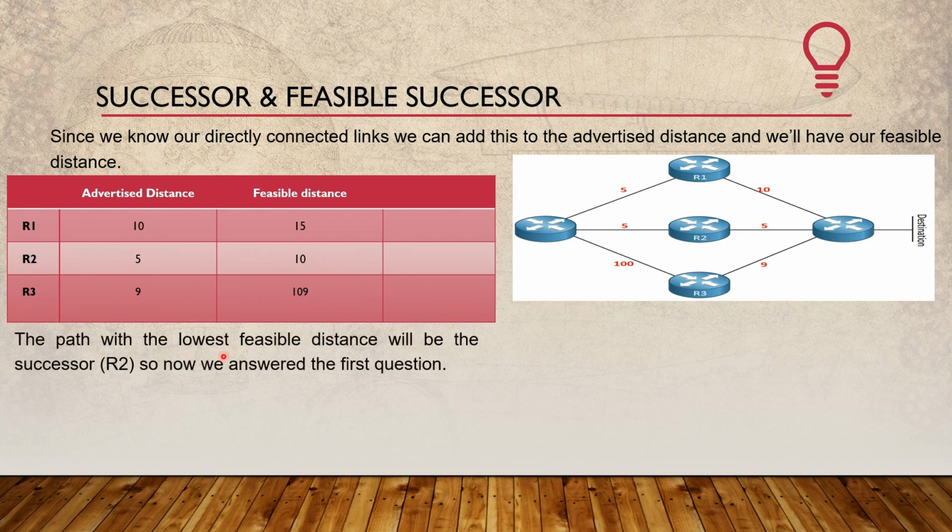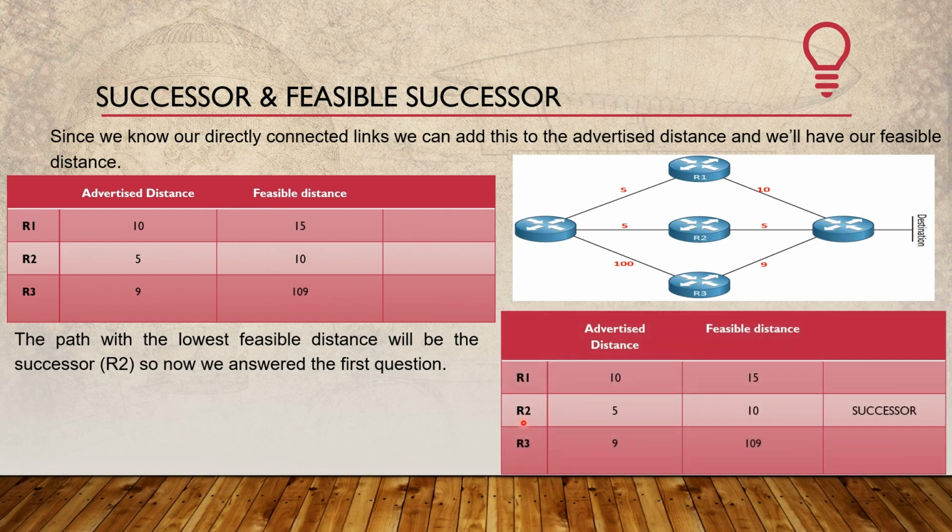The path with the lowest feasible distance will be the successor. Now here R2 is the successor, which has the least feasible distance. Now we have selected a successor, we have got the successor output. That successor will be added in the topology table and the routing table in the source router.